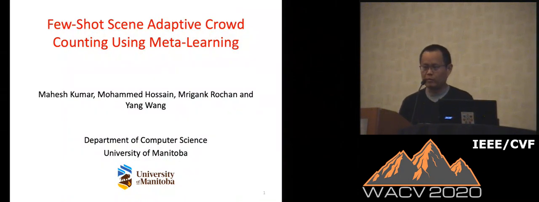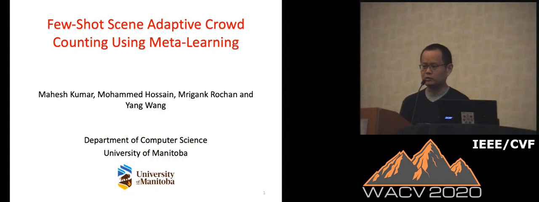In this work, we are proposing a few-shot scene adaptation crowd-counting approach using meta-learning. This is joint work with my students Mahesh Kumar, Mohammad Hossain, and Mrigank Rochan. The idea is that we want to estimate the number of people in the image.